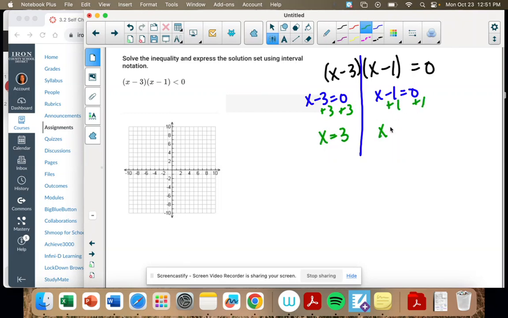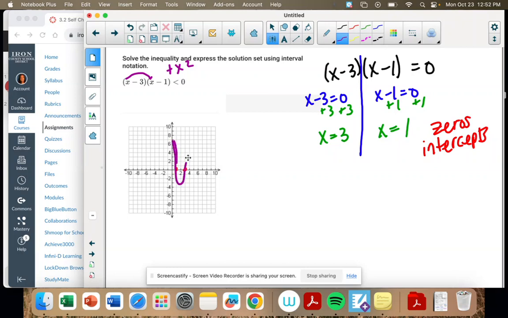So I have x equals 3 and x equals 1. So these are my zeros, my intercepts. So 1 and 3. That's a really narrow graph. It's a parabola and it's positive x squared, which means it opens up like this.